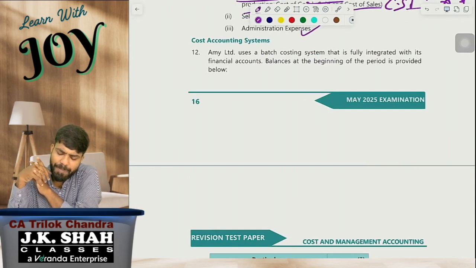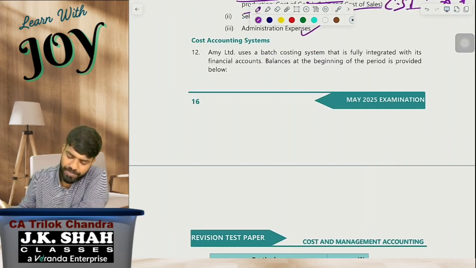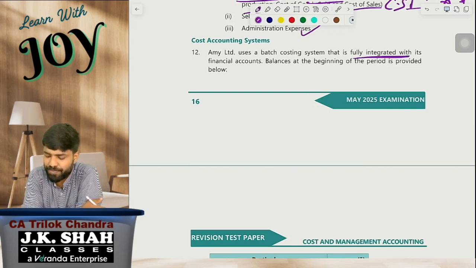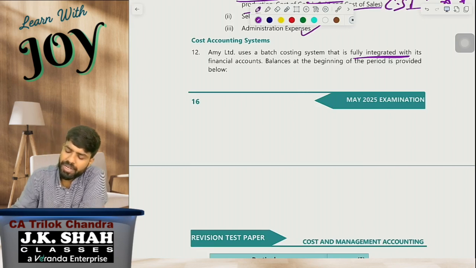AMI Limited uses a batch costing system that is fully integrated with its financial books. Listen, integrated. Now we need to follow the integrated system, fully integrated with its financial accounts. Balances at the beginning of the period are provided. So here we are going to prepare the books on the integrated system.